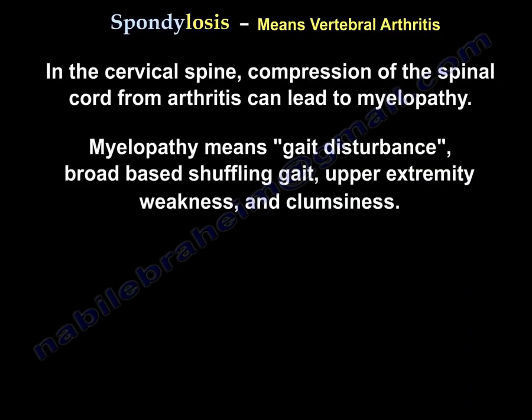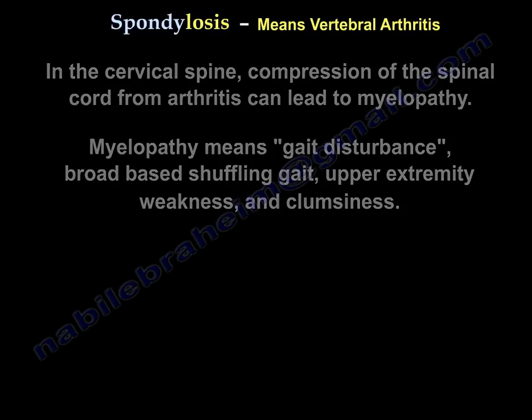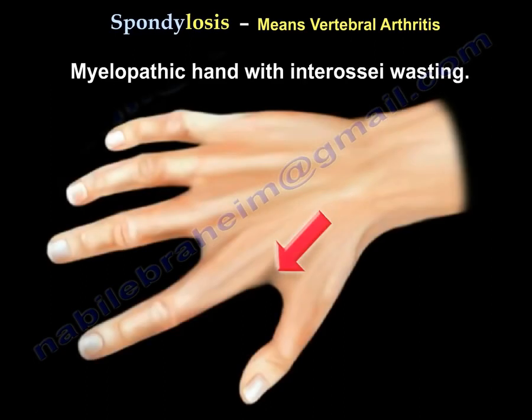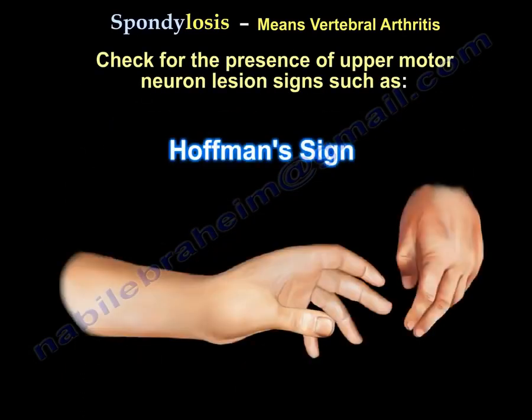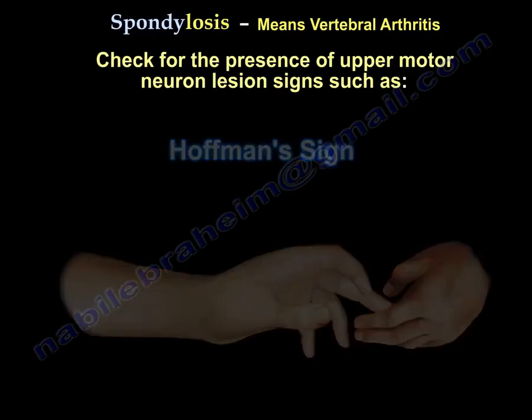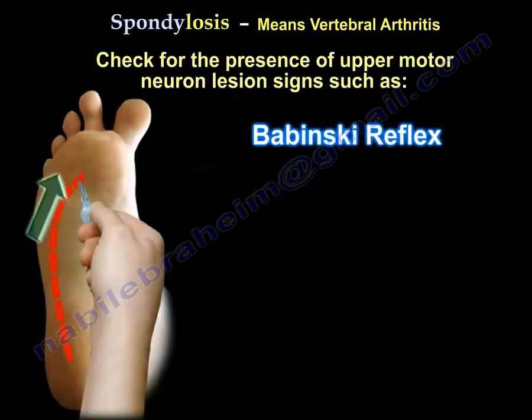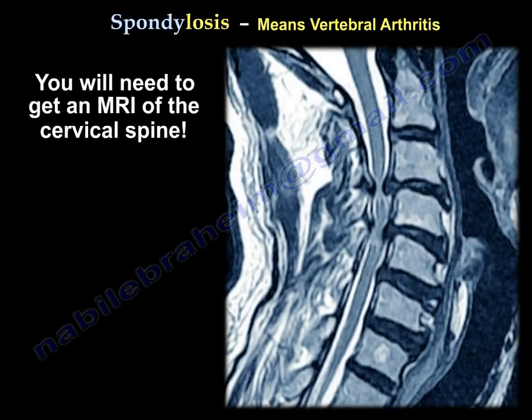In the cervical spine, compression of the spinal cord from arthritis can occur, and that will lead to myelopathy. Myelopathy means gait disturbance, broad-based shuffling gait, upper extremity weakness, and clumsiness. Myelopathic hand with interosseous wasting and upper motor neuron signs like the Hoffman and Babinski. You need to get an MRI of the C-spine.